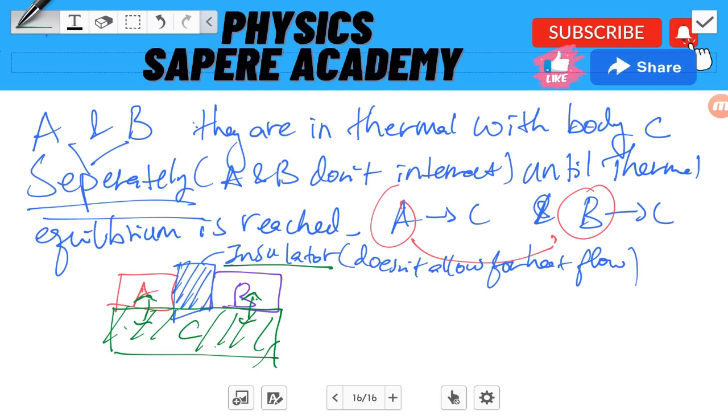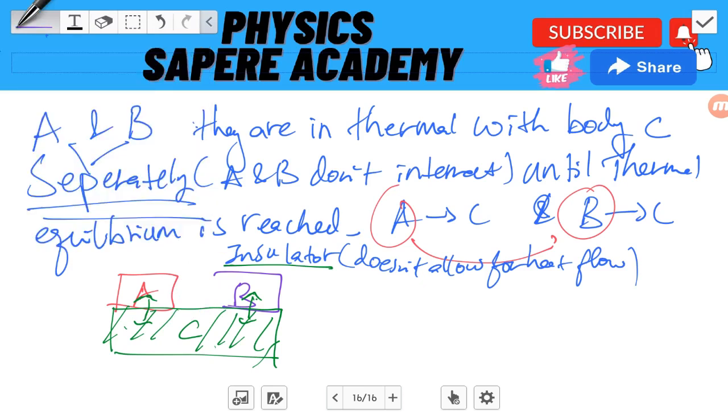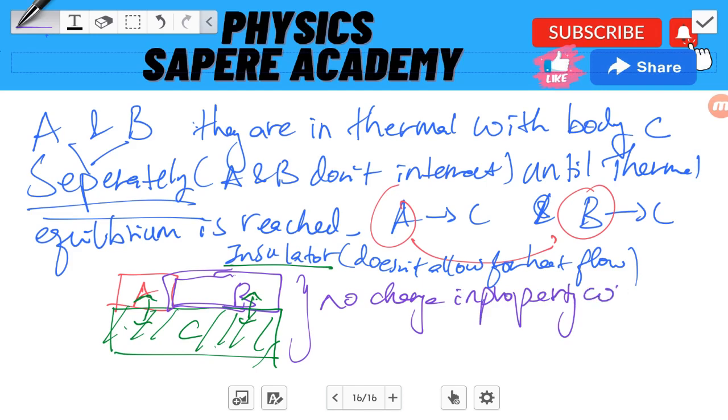Now if they reach thermal equilibrium and if we removed this insulator, and if we allow እነዚህን ሁለቱን bodies body A እና body B እንዲነካኩ ብናደርግ, would we observe any change? No. Well, surprisingly, no change is observed. There is no change in property which is observed. Now, what does this imply?